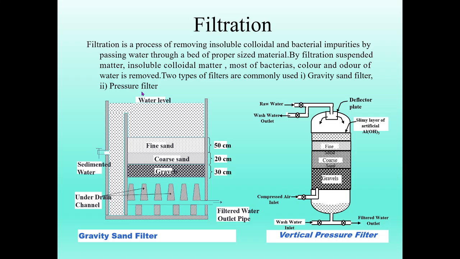Two types of filters are commonly used, that are gravity sand filter and pressure filter. So one by one we'll see both the filters. The gravity sand filter consists of a large shallow rectangular tank made up of concrete. At the bottom of the tank there is a channel of bricks through which filter water goes out. Over this channel there is a layer of coarse and fine gravels about 30 centimeter thick. You can see here this 30 centimeter thick. They are placed above the channels.